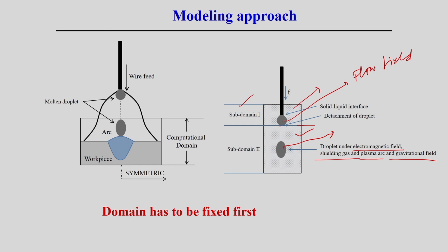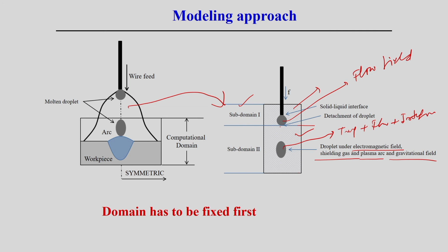So, it is temperature plus flow plus interface tracking method. All these three phenomena have to be considered to look into the actual shape, the temperature distribution, and the flow of the material within this droplet. This is subdomain 2. Now we can consider this as domain 1. We can divide domain 1 into subdomain 1 and subdomain 2.